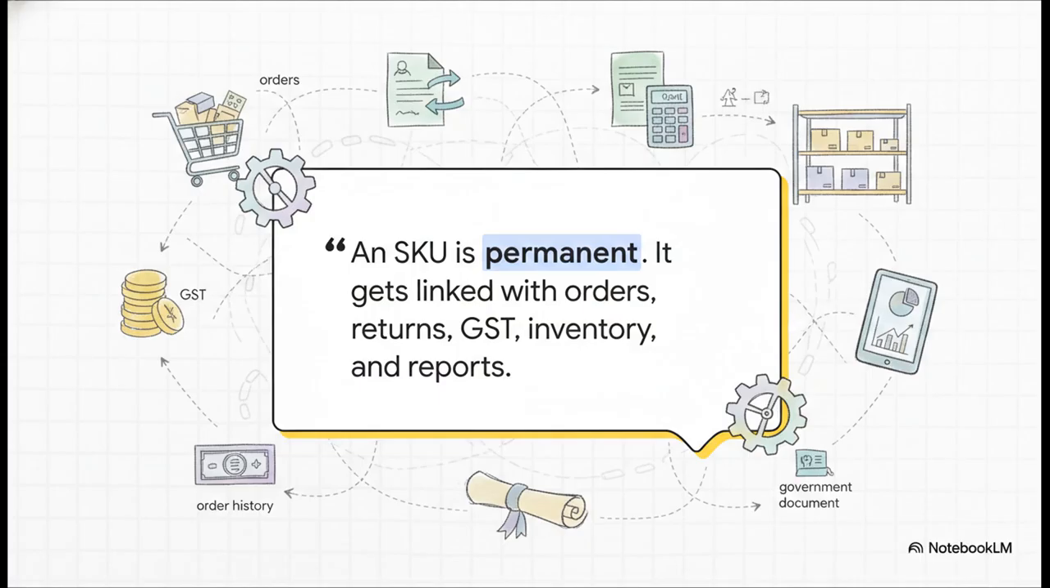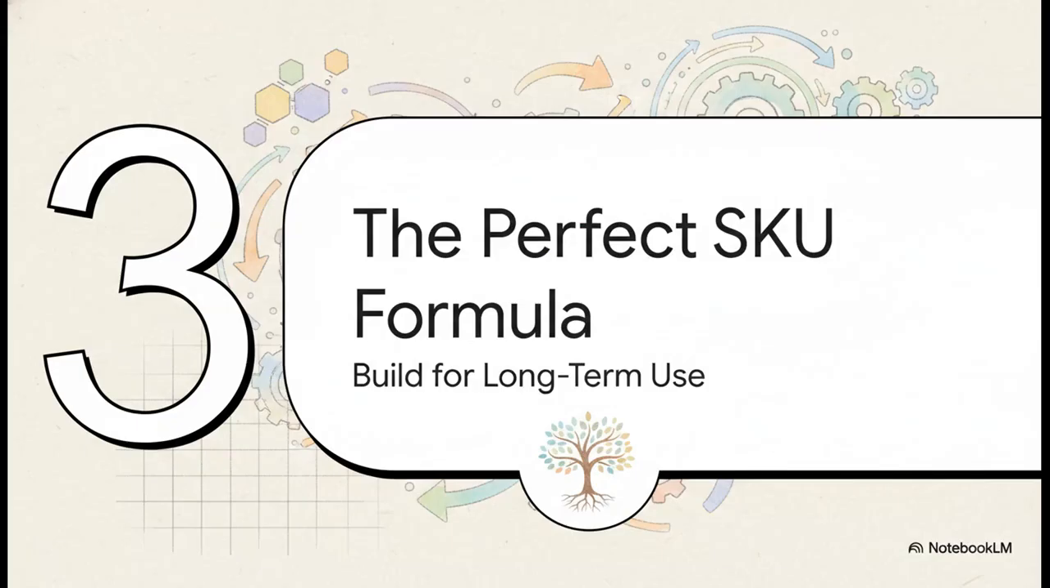Finally, you need to think of your SKU as being permanent, like a tattoo for your product. Once you create it and start selling, that little code gets embedded everywhere, in your order history, your accounting software, your tax reports, everywhere. Trying to change it later is a logistical nightmare, so you've got to plan your system from day one. Okay, so we know the rules, but what does a good SKU actually look like? This is where having a simple, logical formula is a total game changer.